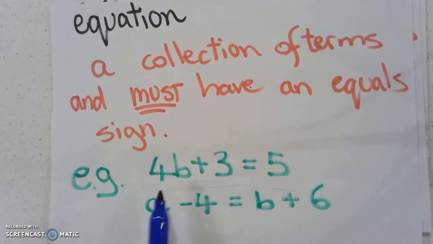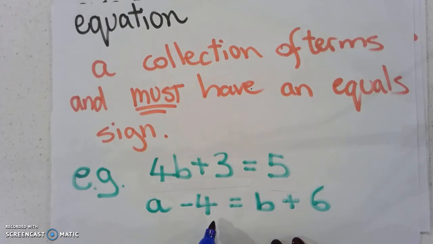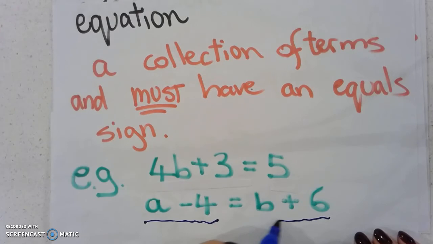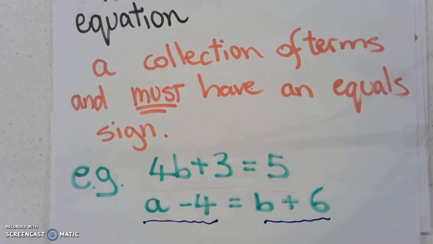And last but not least, an equation is a collection of terms that must have an equal sign. So as you can see here, you've got two sides of the equal sign. Particularly in this example down below, you've got, say, an expression on this side, an expression on this side, but all together collectively, it is known as an equation.